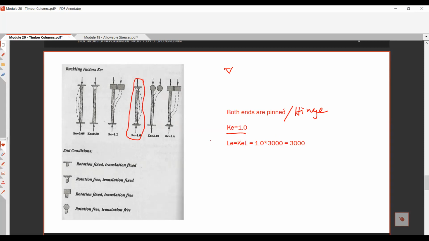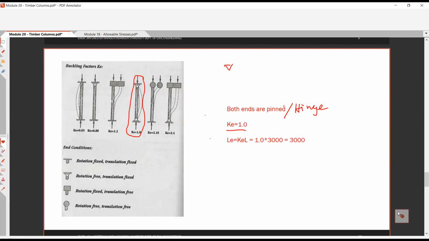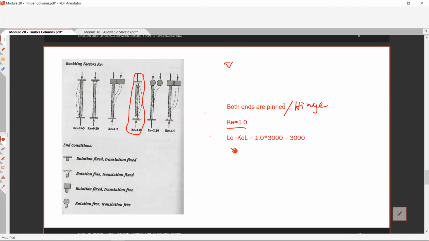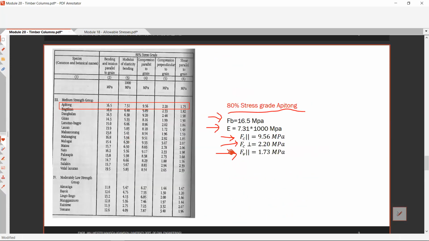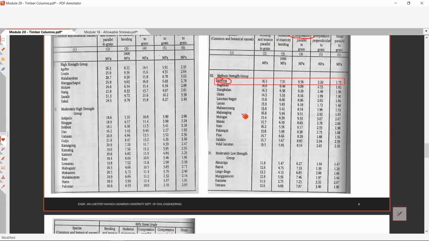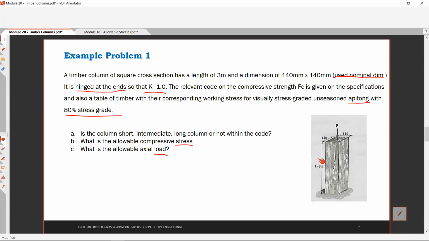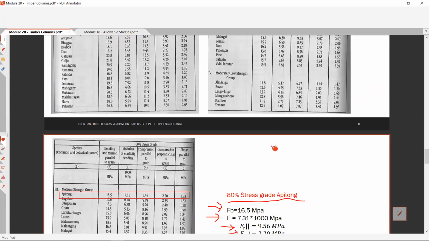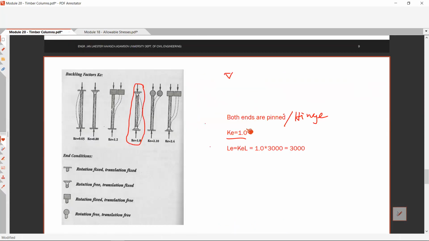Okay, so next naman is your effective length LE. Your effective length LE is your K multiplied by the total length of your column. So 1.0 multiplied by 3,000. Yan yung length ng column mo, that is 3,000 millimeters or 3 meters. So your effective length is 3,000 millimeters.